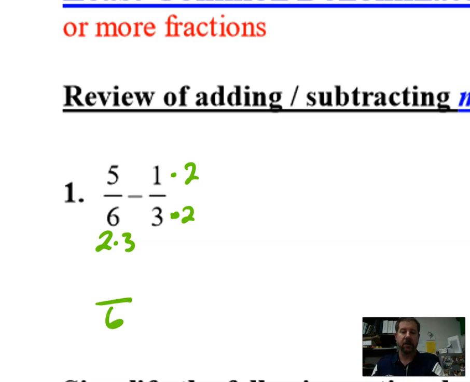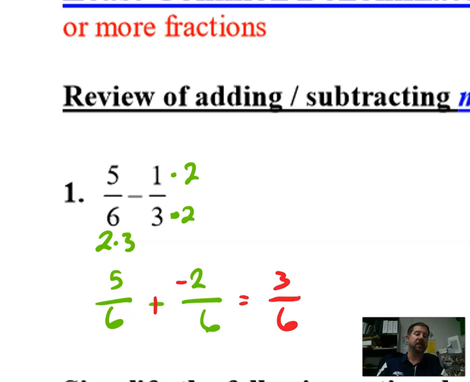Alright, so we have 6 on the bottoms of both fractions now. On the top of this one, we didn't do anything, so that's still a 5. And on the top of the other one, 1 times 2 is 2. Now this is a problem just like yesterday. That's really the only new part today, getting that common denominator. Once the denominators are the same, I tell my kids, especially if it's a subtracting problem, distribute that negative. So now I just do 5 plus negative 2, or 5 minus 2, which is 3. The bottom stays the same, 6. And when you're done, reduce. 3 over 6 reduces: divide the top and the bottom by 3, and we get 1/2. That's our answer.